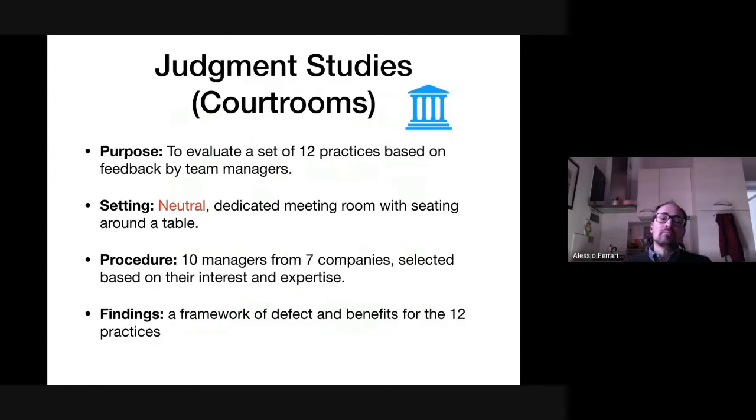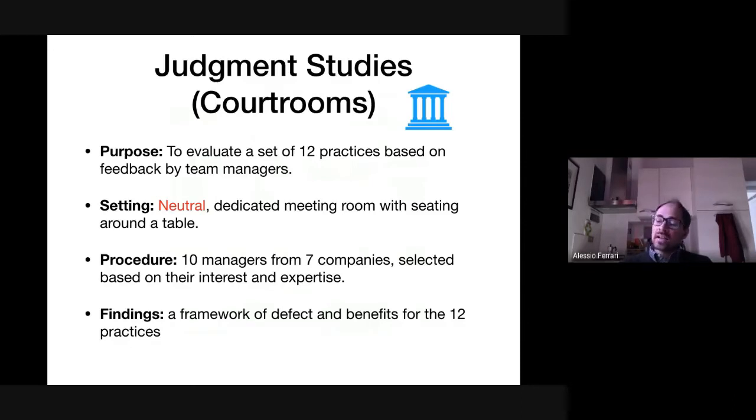So 12 different software development practices, and I have the feedback by people coming from different companies. The setting is neutral because I consider a meeting room. I call my subjects and allow them to sit around the table and discuss. I take 10 managers from 7 different companies, and I select them on purpose, based on their experience of the different practices, their interest, their expertise. So they are champions somehow. They are representative of the people who know about a certain topic. And the output is a conceptual framework of defects and benefits for the 12 practices.